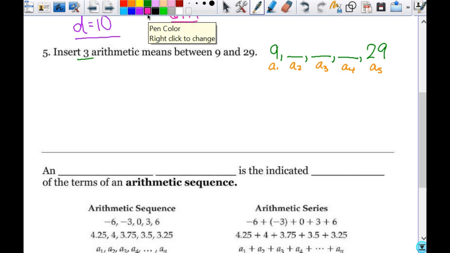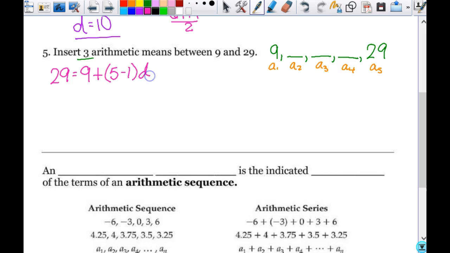So I use my last term, which is a sub 5, right? So that 29 is equal to the first term, which is 9, plus n, which is 5, because I used that 29, 5 minus 1 times d, which I don't know. Move my 9 over, so I get 20 equals 4 times d. So d equals 5.